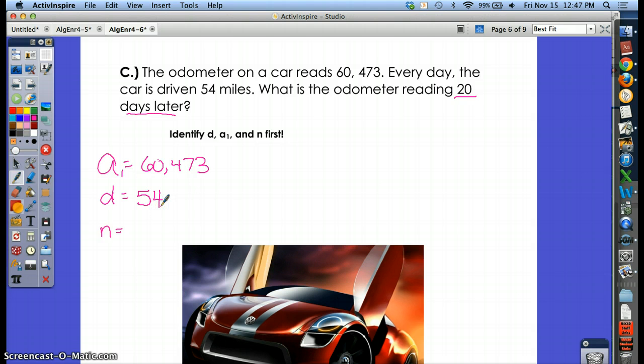The N is the tricky part because the N is the term number. If I want 20 days later, am I talking about the 20th day or the 21st day? Since it's 20 days later from where you are now, this is actually the 21st day. So you're going to do this problem with N being 21. Pause the video, try this. You may need a calculator for this one, then press play to see the answer.